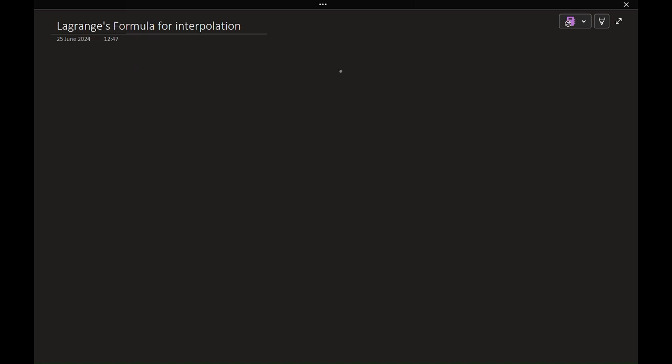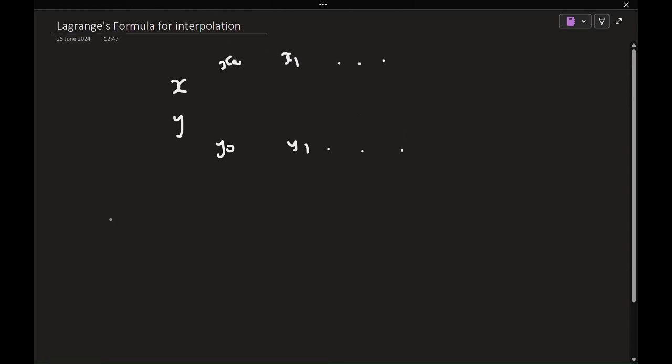Okay, now we have Lagrange's formula for interpolation. Usually, in the question it will be given your x0, y0, x1, y1, etc. and so on. You will be given the values of this. Now for Lagrange formula, as soon as you get these values, just input it in the formula and you'll have your answer.